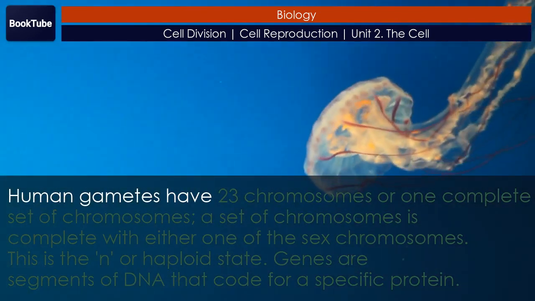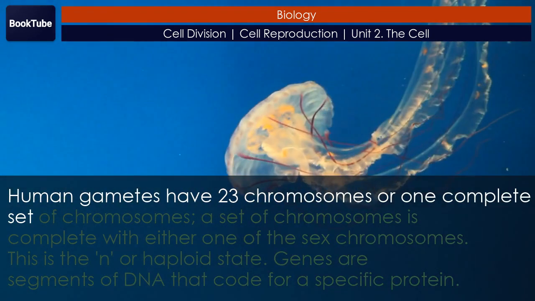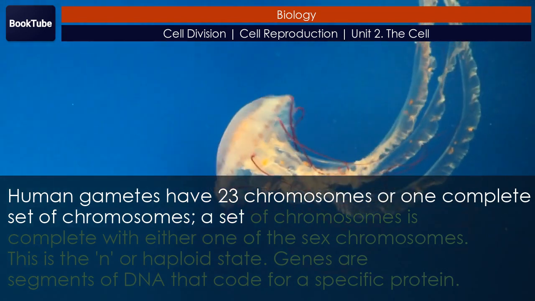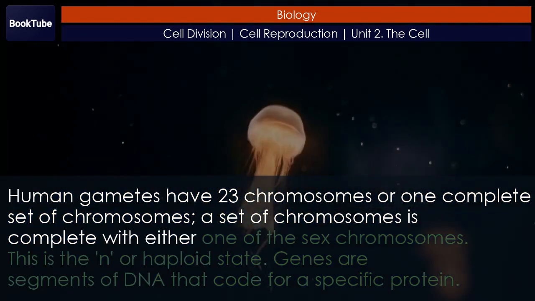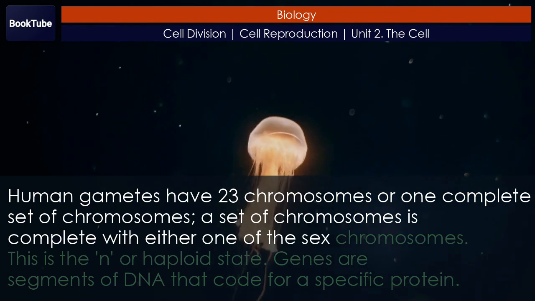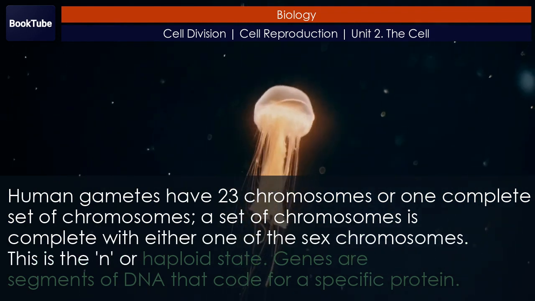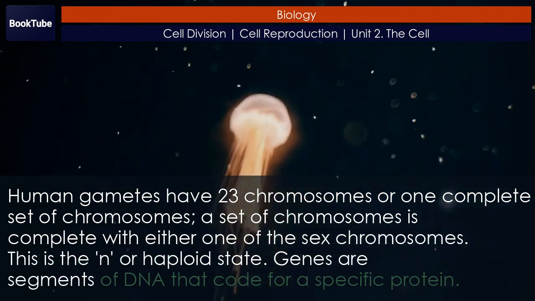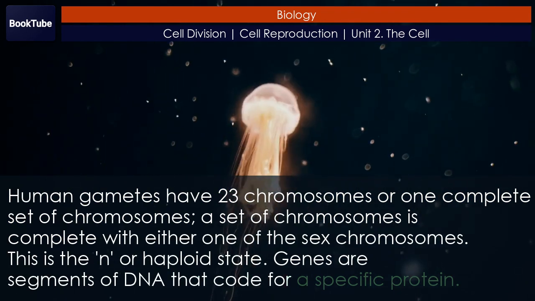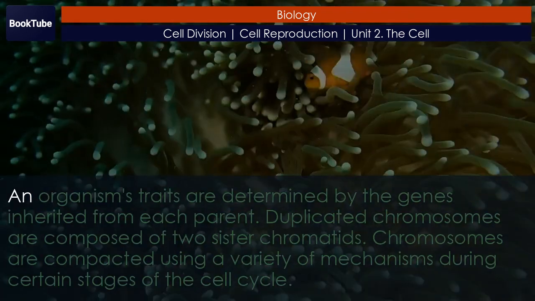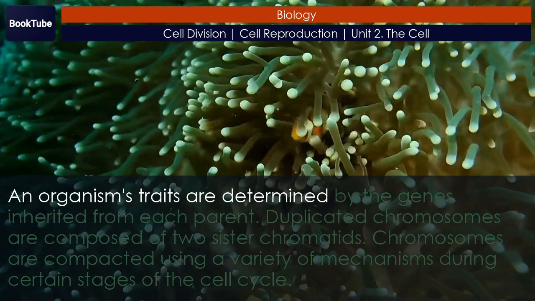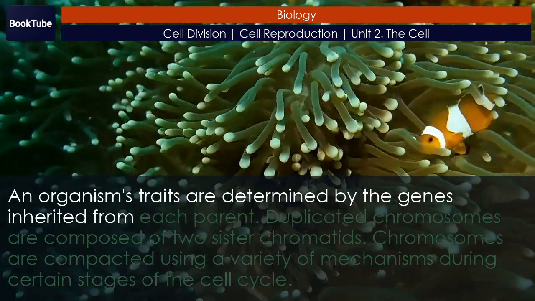Human gametes have 23 chromosomes or one complete set of chromosomes. A set of chromosomes is complete with either one of the sex chromosomes. This is the N or haploid state. Genes are segments of DNA that code for a specific protein. An organism's traits are determined by the genes inherited from each parent.